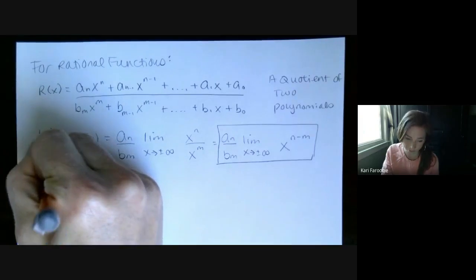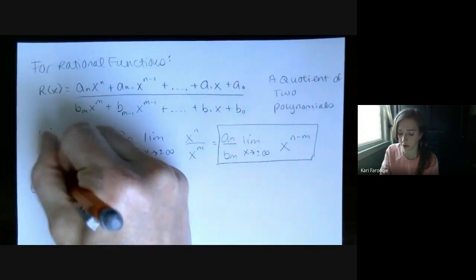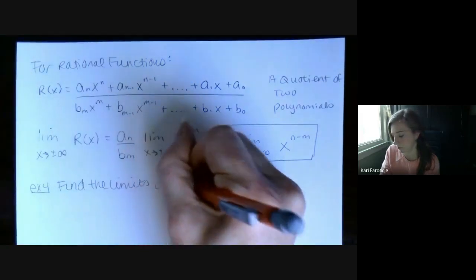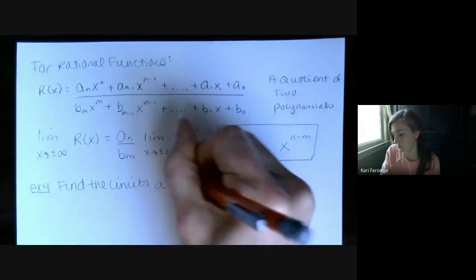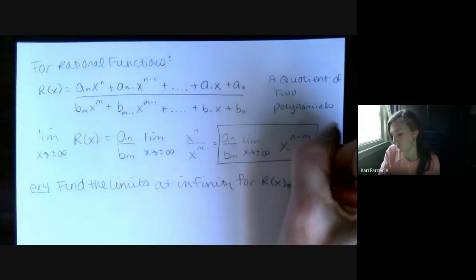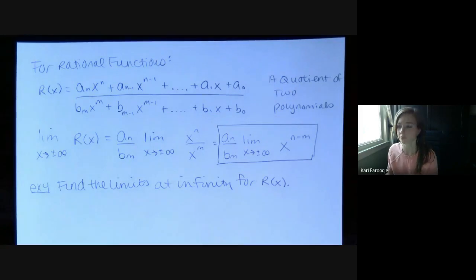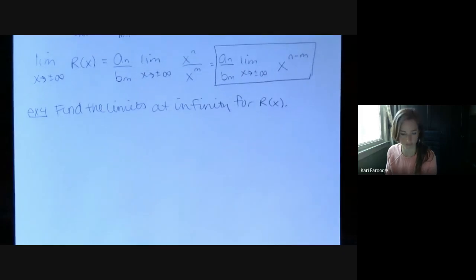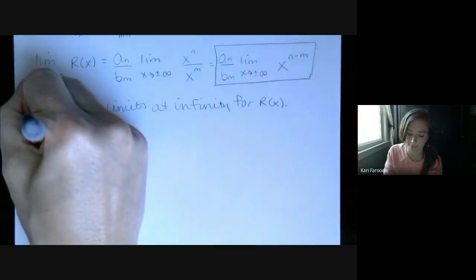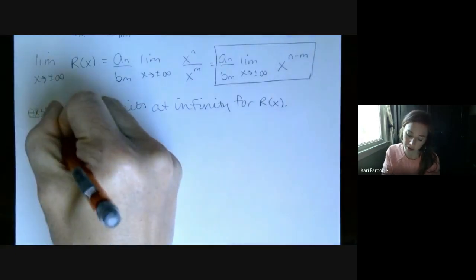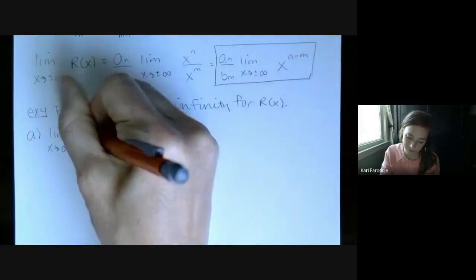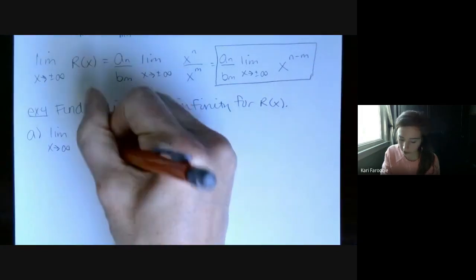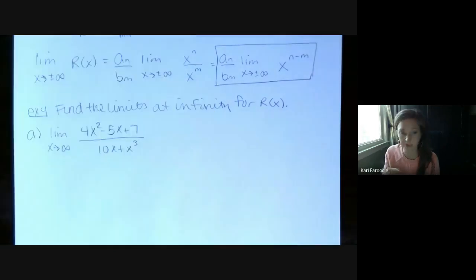Example 4. Find the limits at infinity for r of x. So the first one will be the limit as x approaches infinity of 4x squared minus 5x plus 7 divided by 10x plus x cubed.